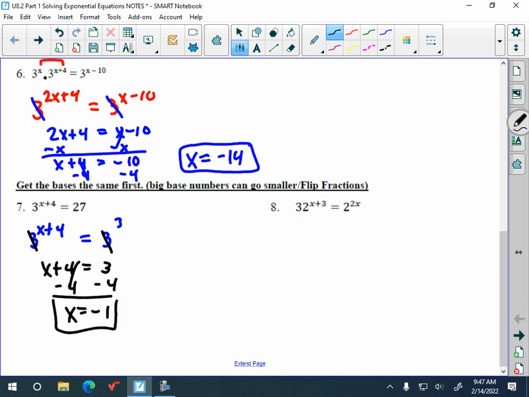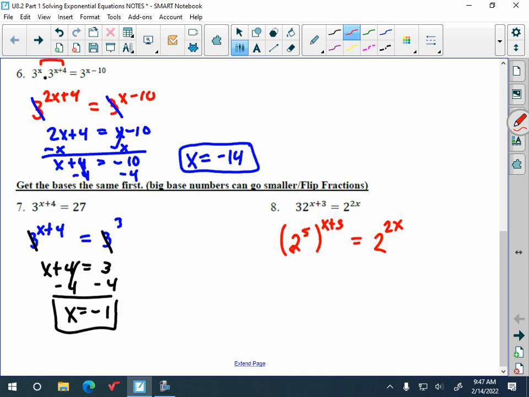All right, number 8, we have base 32 and base 2. So we can change 32 to a smaller base. So we could use base 2. So 2 to what power? 5. So we have 2 to the 5th, raised to the x plus 3, equals 2 raised to the 2x.